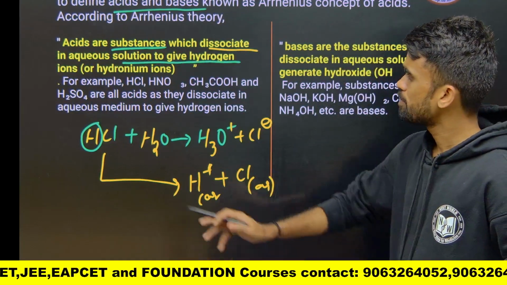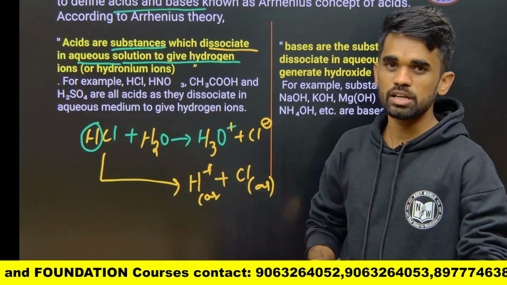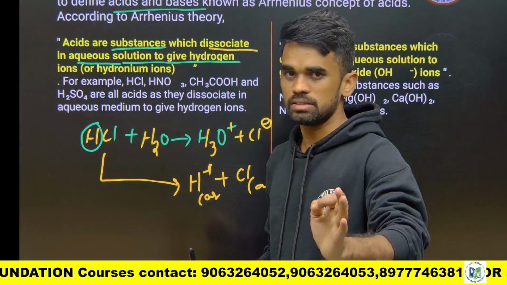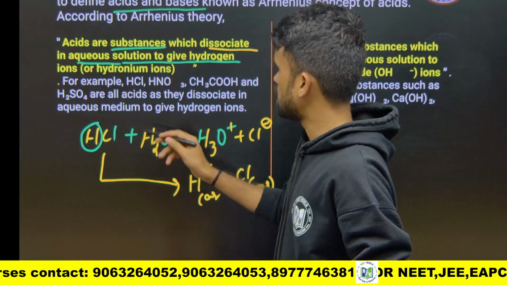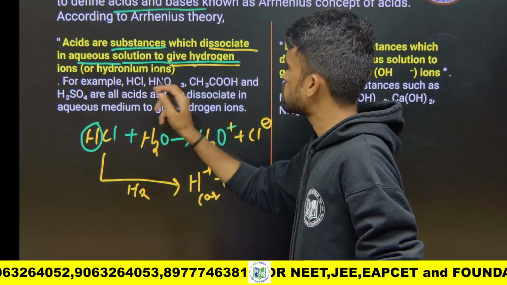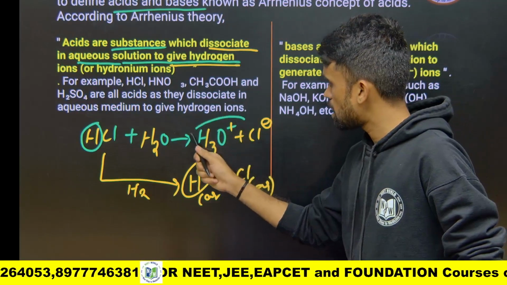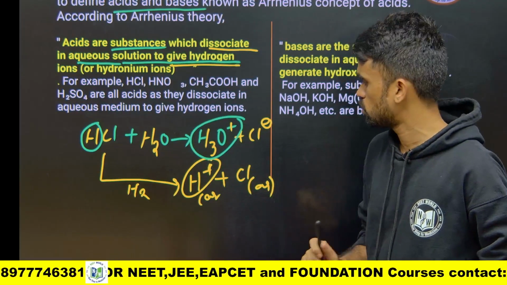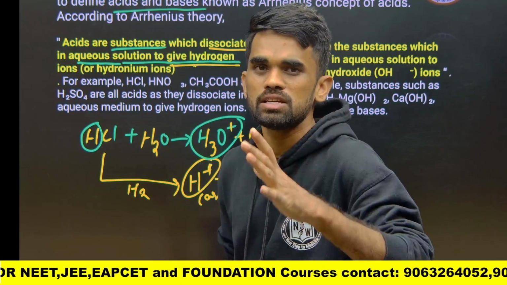Hope it is clear. Acids are substances that dissociate in aqueous solution. It means he defined his concept with respect to aqueous medium, in water. So when we place it in water, it gives hydrogen ion. You can write H plus ion like this, or this is called hydronium ion, that is also correct. Both represent that the resultant solution has H plus ion in it.